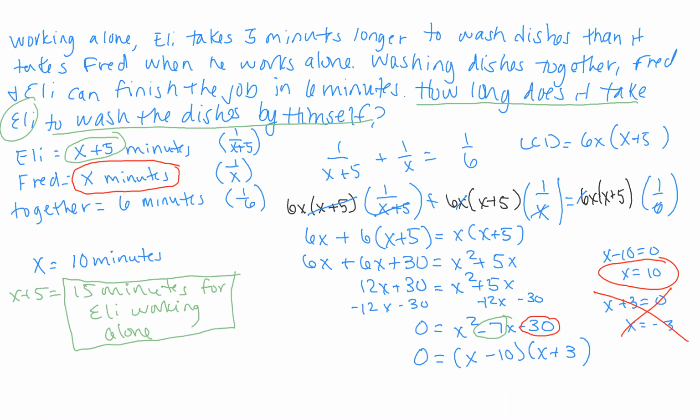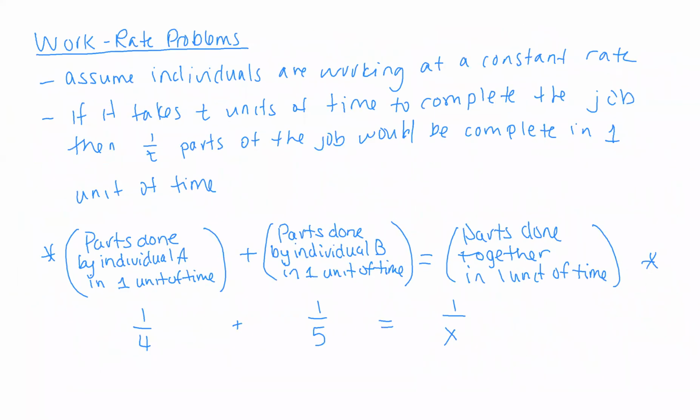So we looked at several examples. Just to do a quick recap. Work rate problems, you assume individuals or machines are working at a constant rate. Again, assuming that constant rate, if it takes t units of time to complete the job, then 1 over t parts of the job would be complete in 1 unit of time. So the example I gave you all is if a job takes 4 hours, 1/4 of the job should be complete in 1 hour, assuming this constant rate of speed.